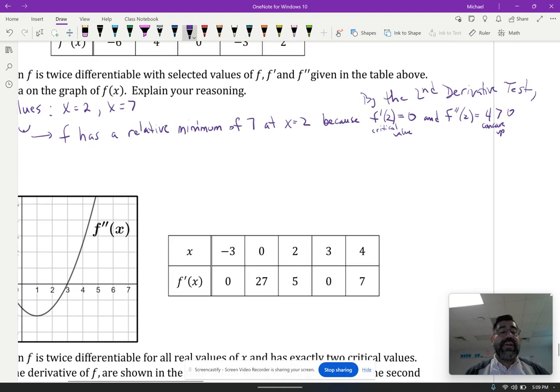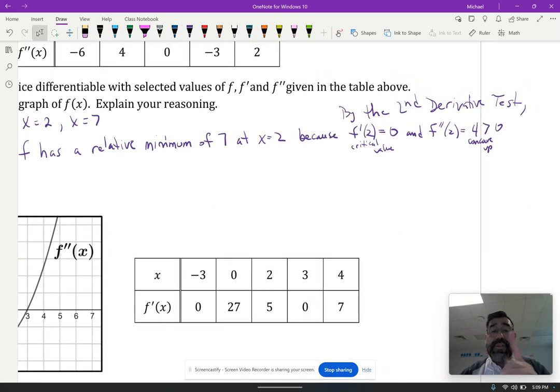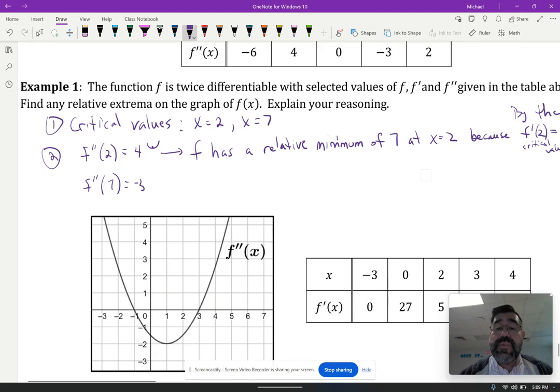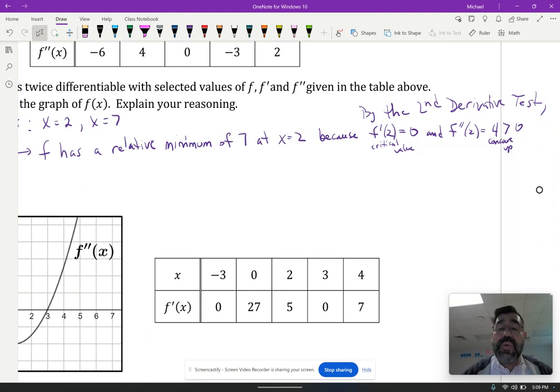So what am I telling the grader? I'm telling the grader that I've answered the question. The question is what are the relative minimums and maximums, right? It didn't say where, it said find any relative min. So they want to know the y function value. So the function value, a low point, I should say, is a relative minimum of 7. Where does it occur? At x equals 2. Now, how do I know that's true? Oh, by the second derivative test. Because f prime of 2 is equal to 0, I know that 2 is a critical value, and the second derivative at 2 is positive 4, and I know that it's concave up.